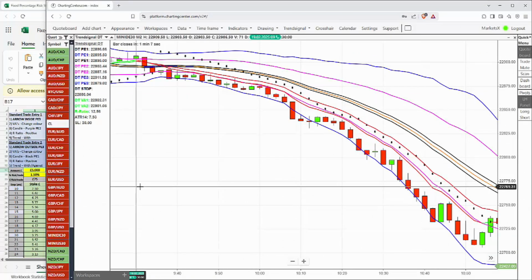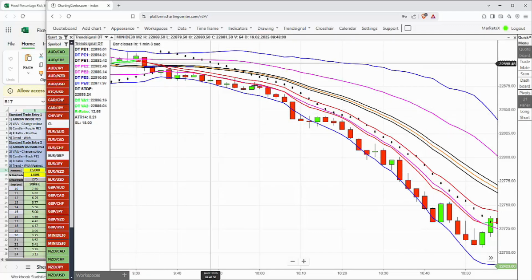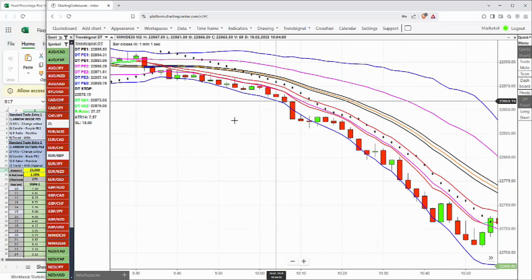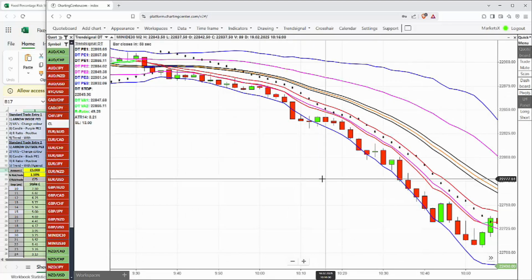You'd be looking at about £525 of profit from a £5,000 account. It's 10%. 10% of your account in that one trade. That is a pretty phenomenal move on the DAX.